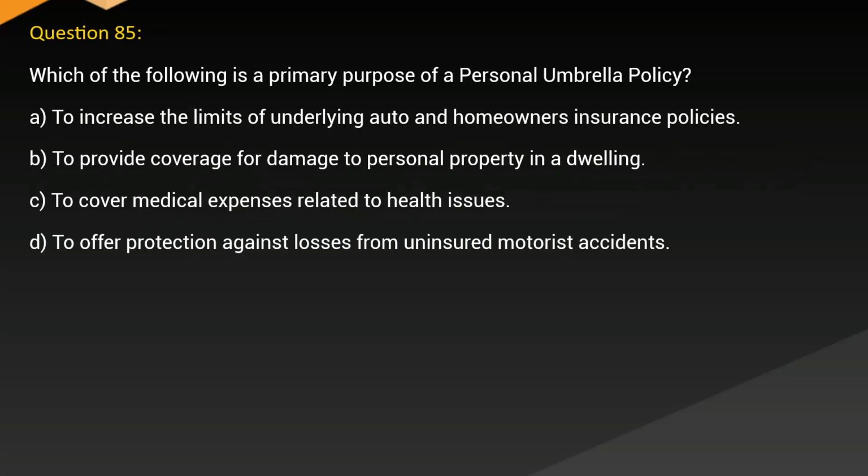Question 85. Which of the following is a primary purpose of a personal umbrella policy? A. To increase the limits of underlying auto and homeowners insurance policies. B. To provide coverage for damage to personal property in a dwelling. C. To cover medical expenses related to health issues. D. To offer protection against losses from uninsured motorist accidents.